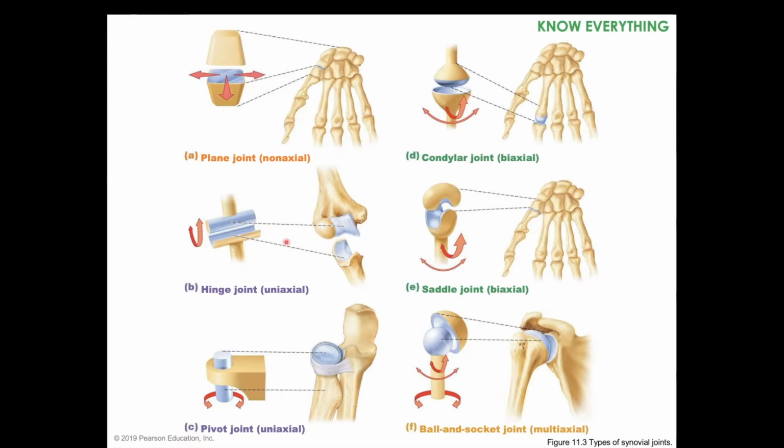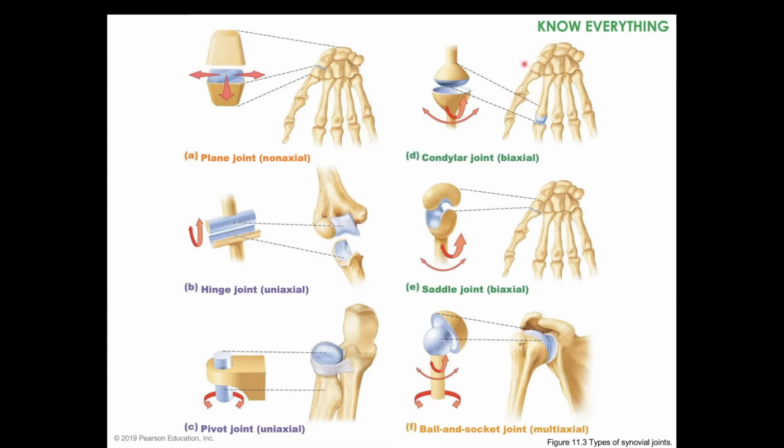Next, we have our hinge joint. You can find these in your elbow and then the joints of your fingers. They move in one axis and they can only do flexion and extension. Then we have our pivot joint, which you'll find in the radioulnar joint and the atlantoaxial joint, which is the one in your skull with the atlas and the axis vertebrae. Again, these are also only on one axis and they do rotation.